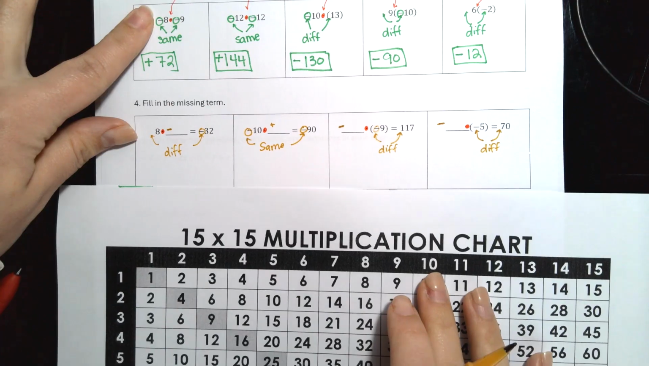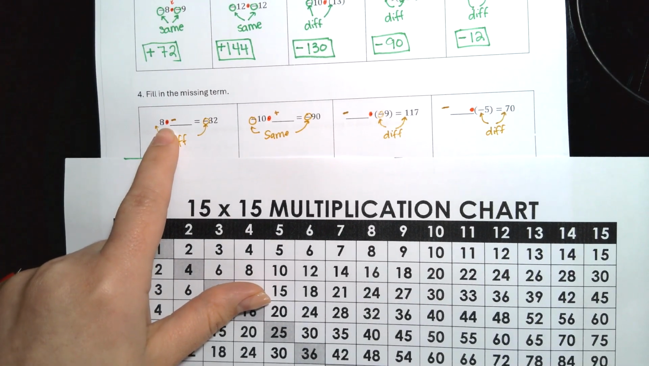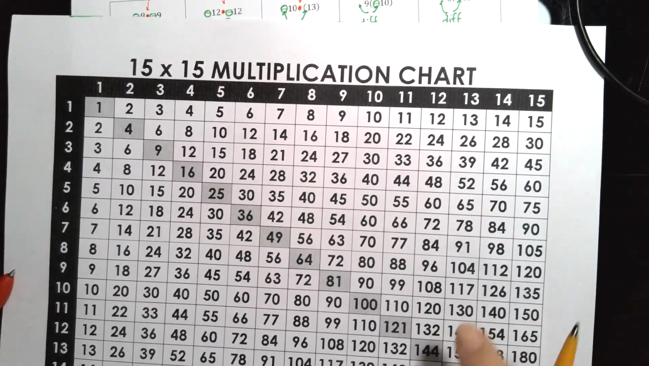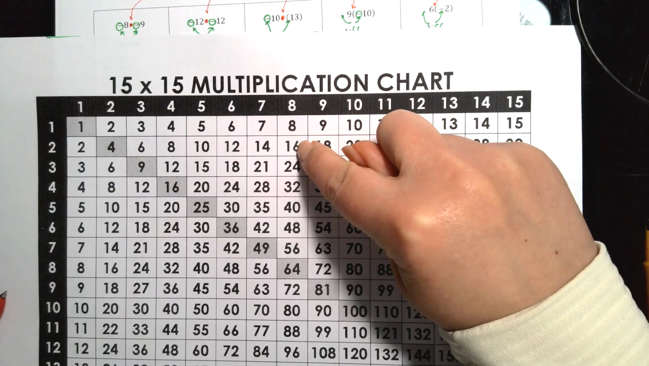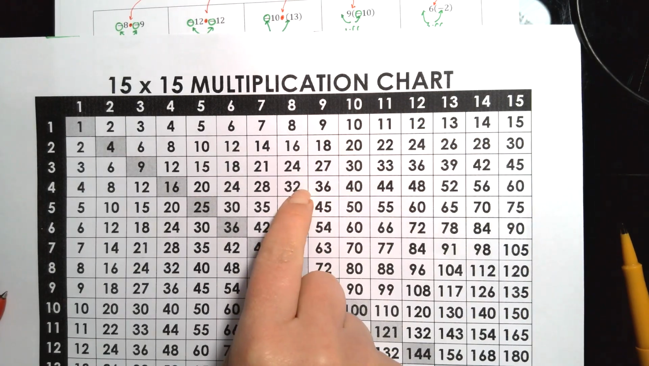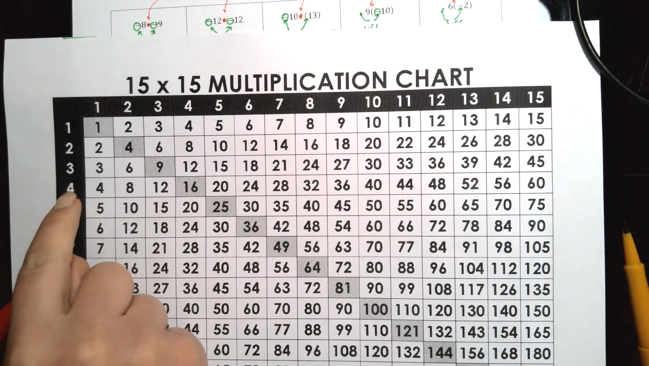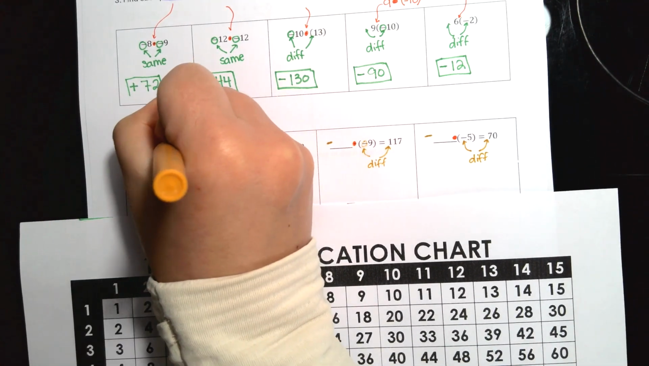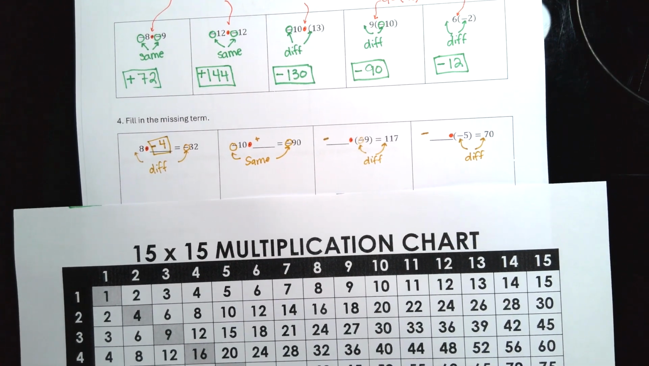Next, let's start with this first one. 8 times something is 32. So I'm going to find 8, and I'm going to look for the number 32. So I found my number 32. I'm going to drag my finger, and the number is going to be 4. So my multiplier is -4. 8 times -4 is -32.